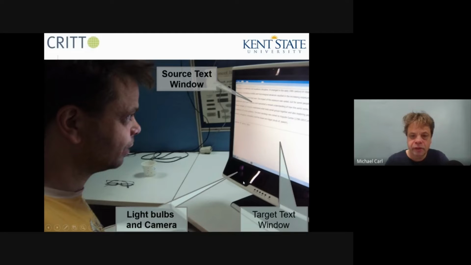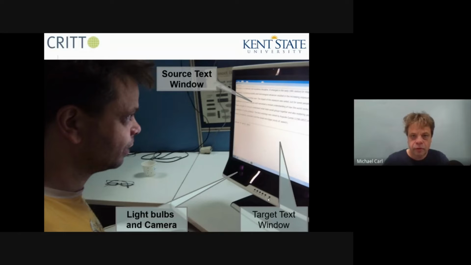So you have down here, for those who have not seen eye trackers until now, light bulbs that emit infrared light. The light is reflected in the eyes. Then there are cameras in this lower part too. And they would then record the reflections of the light in the eyes and calculate where on the screen the translator is looking.